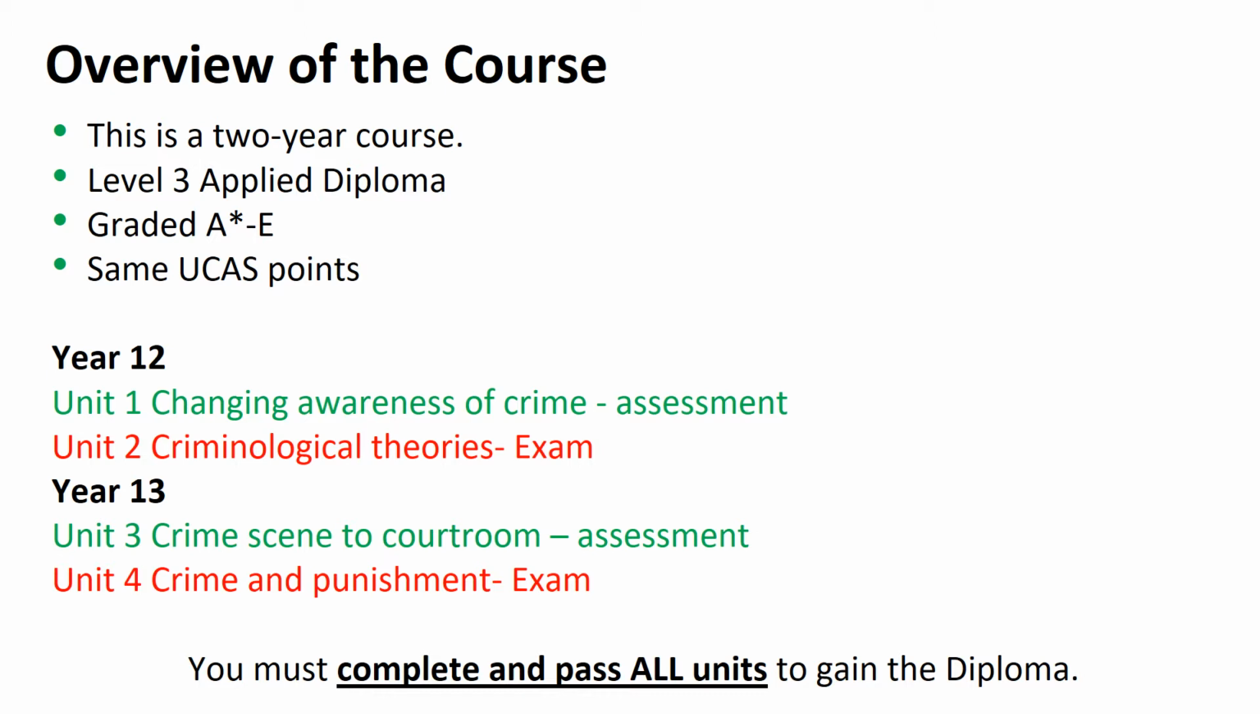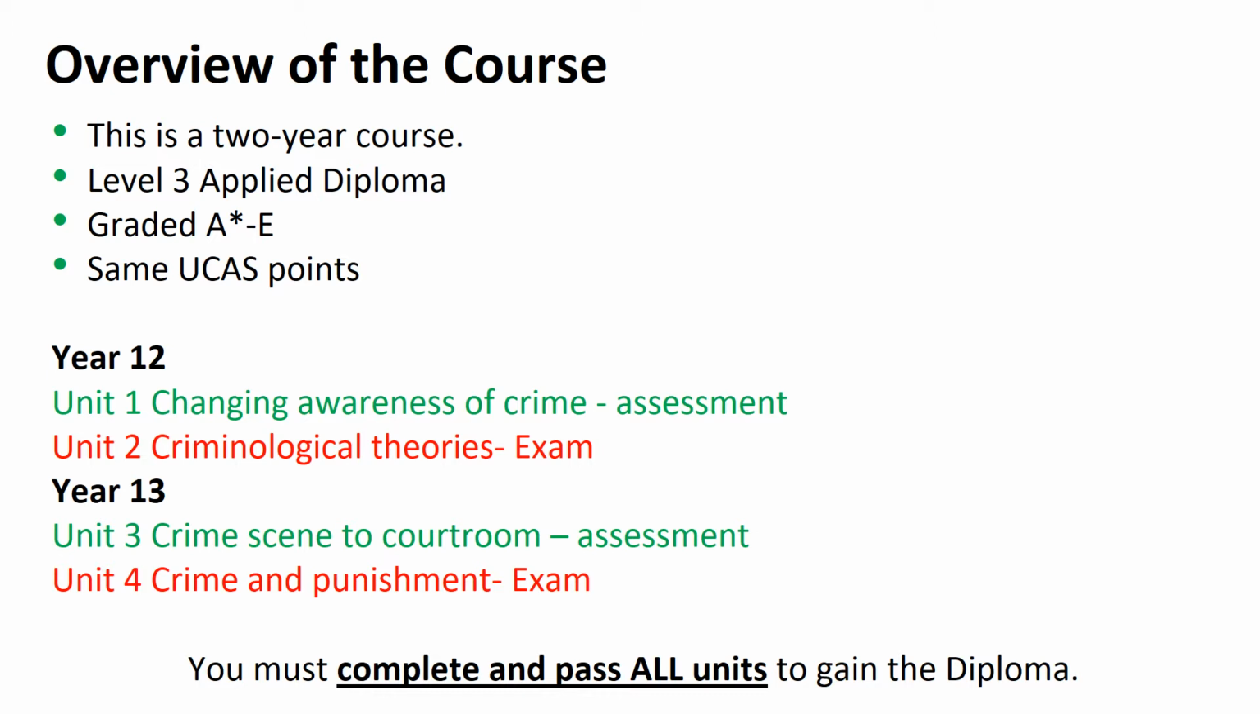Now, just to give you an overview of the course, this is a 2-year course, just like the other subjects at sixth form, and the qualification that you'll achieve at the end of the 2 years is a Level 3 Applied Diploma. We're graded A star to E, and we have the same UCAS points as an A level, making it a great first step into a career in this area.